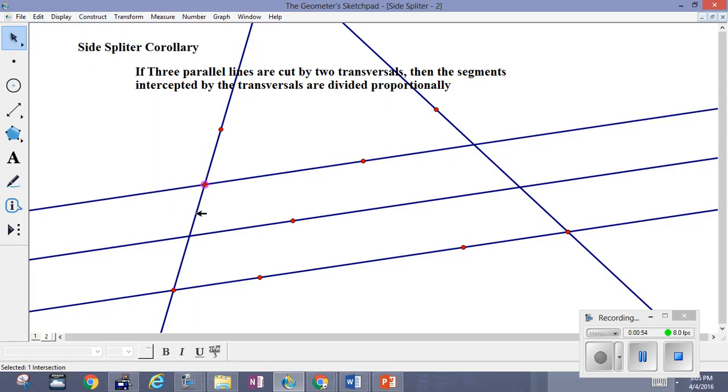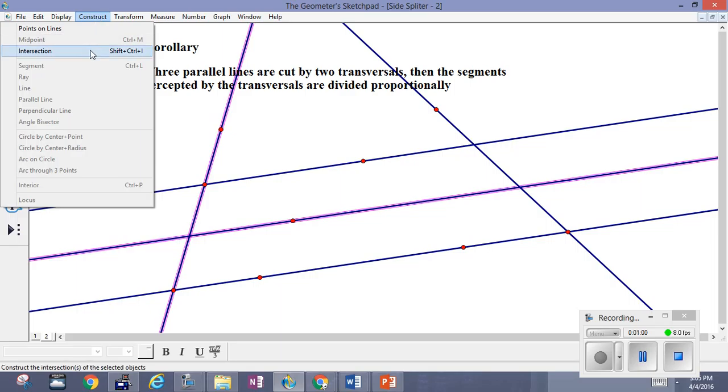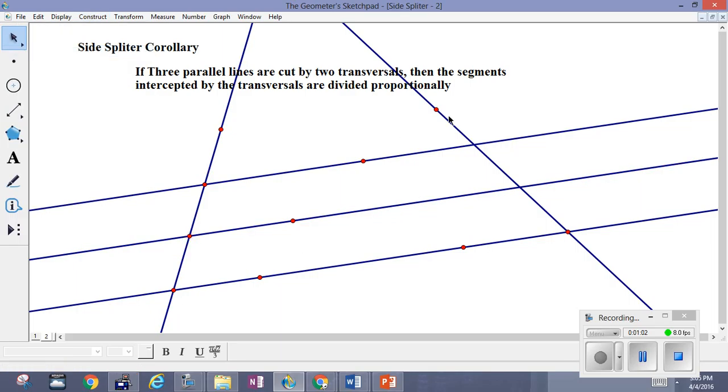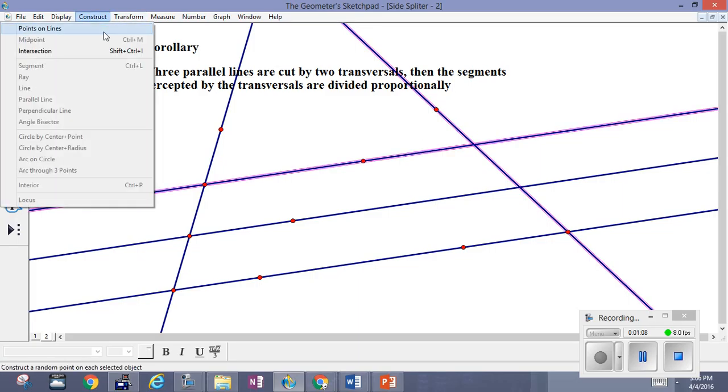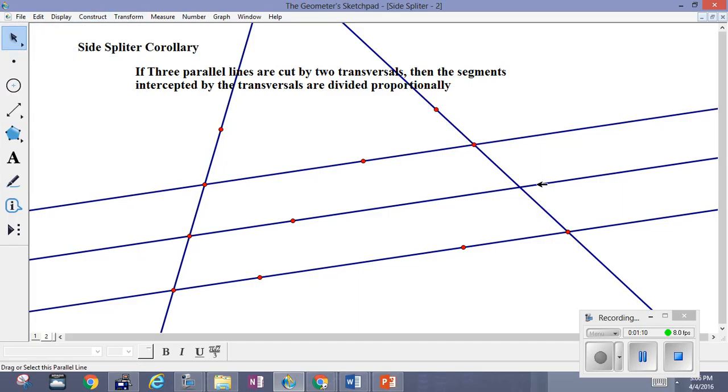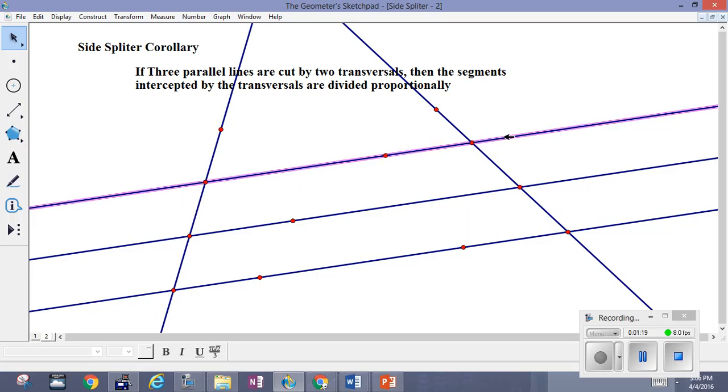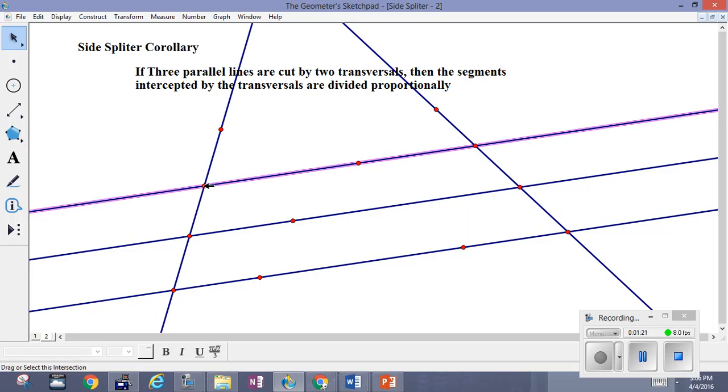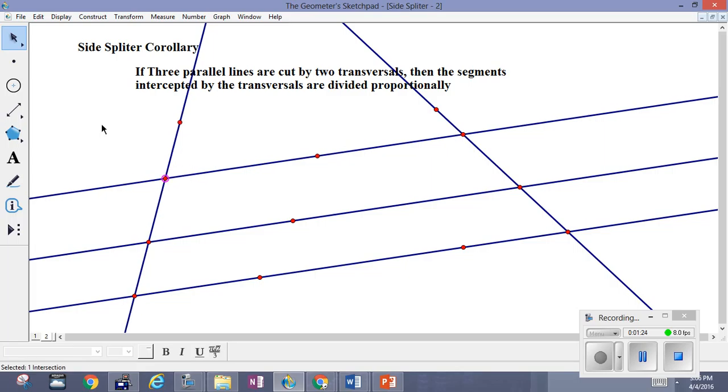Construct the intersection, then construct this intersection. And here's my intersection down here. And now construct my intersection this way, and construct this intersection. So that way, no matter how I move these things, I'm maintaining the intersections. Now let's just label these points: A, B, C, D, E, F.